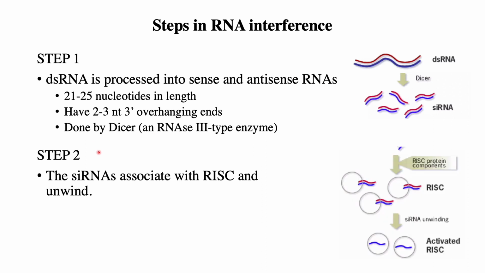The next step is where these small interfering RNAs associate. They bind with the RISC complex and they unwind. They form separate sense and antisense strands. The RISC complex binds to the small interfering RNA, and this double-stranded RNA unwinds and forms a single strand. Now the RISC complex is activated. The RNA-induced silencing complex is activated. It just has one of the strands from the small interfering RNA.